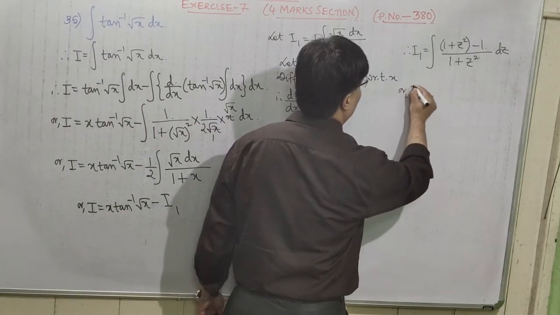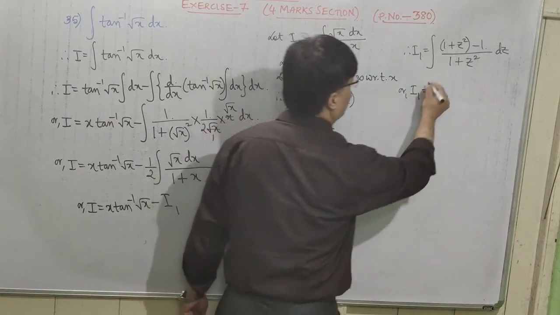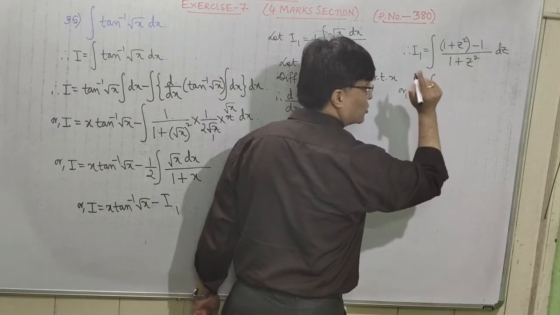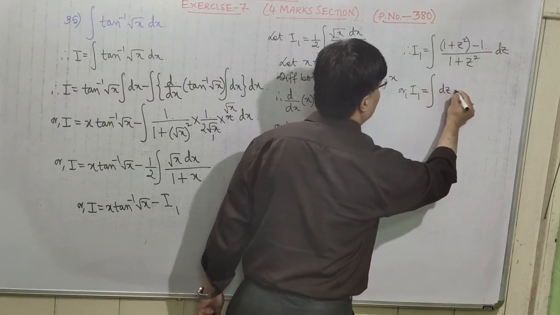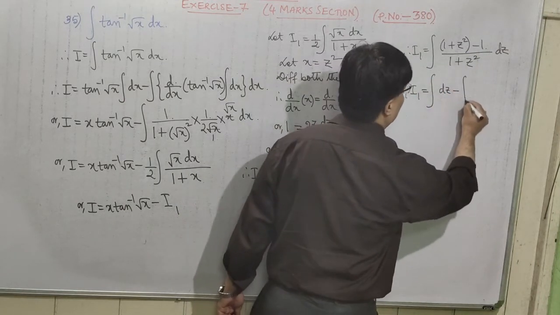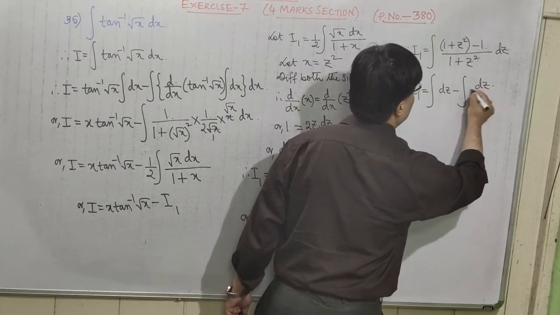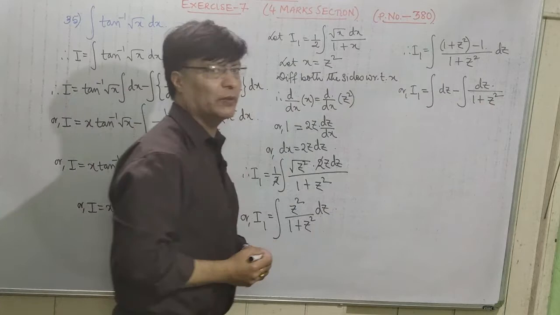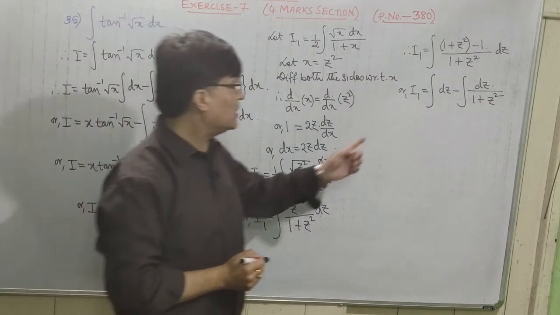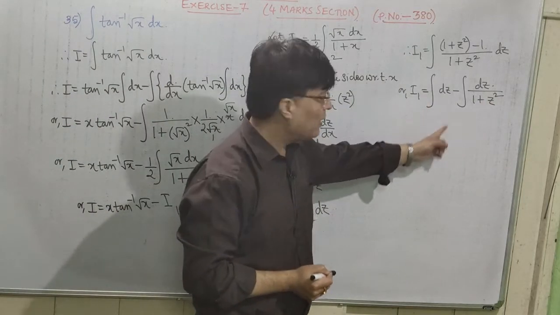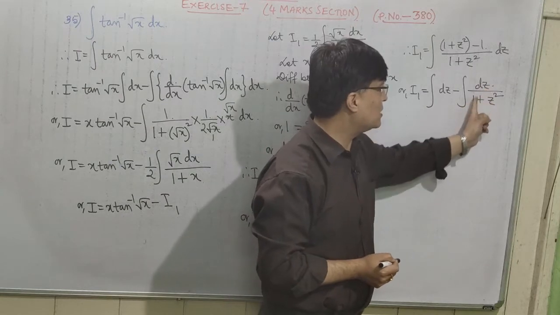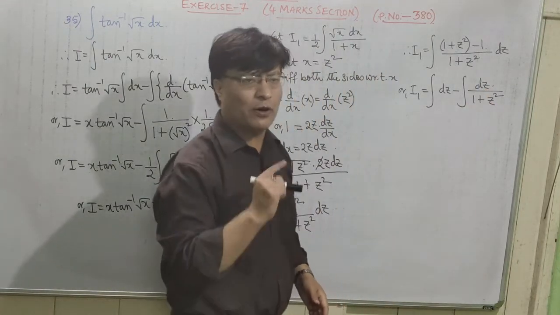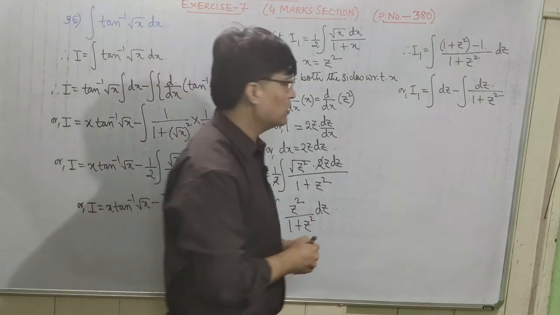So now let us separate the terms here. I1 is equal to the integral of 1 plus z square upon 1 plus z square, which is 1, that is your dz, minus the integration of dz divided by 1 plus z square. Okay, now you can easily integrate dz. And this is the integration of dz divided by 1 plus z square. This is your first standard form from the method of substitution.